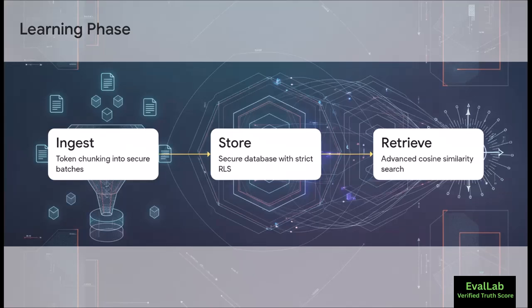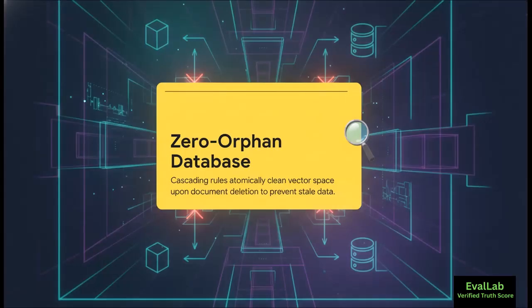And step 3 is retrieve. Using advanced 1536-dimensional vector math, which is really just a highly precise way for the AI to measure the distance between ideas, the system fetches exactly the right data to answer a query. And woven right into this architecture is something incredibly cool, the zero-orphan database philosophy.